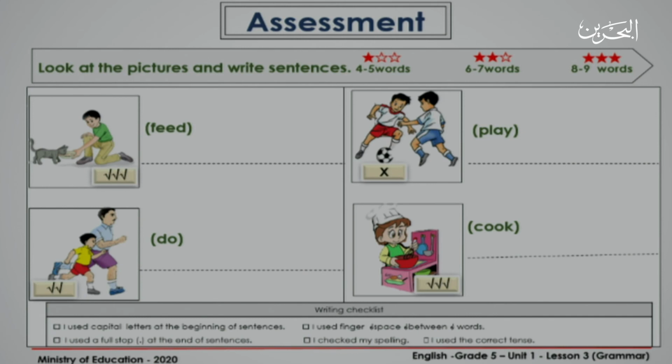In your sentence, if you write 4 to 5 words, you earn 1 star. If you write 6 to 7 words, you earn 2 stars. And if you write 8 to 9 words in your sentence, you earn 3 stars. You can write your answers on your mini board. And remember, read the writing checklist before you start writing your sentences. Good luck.